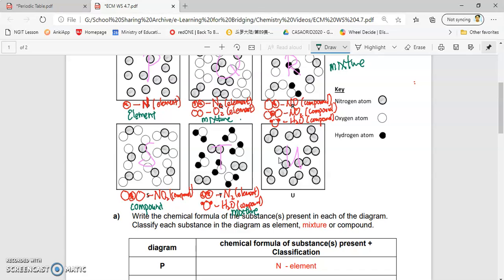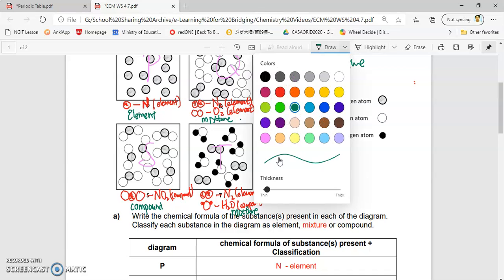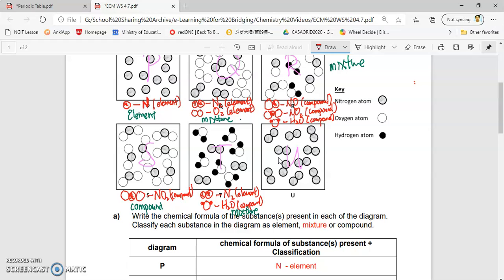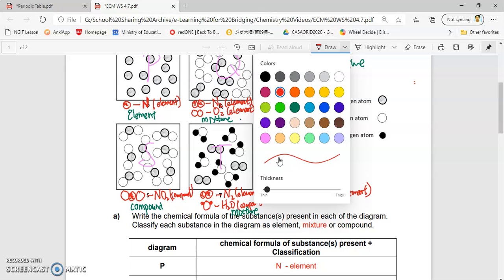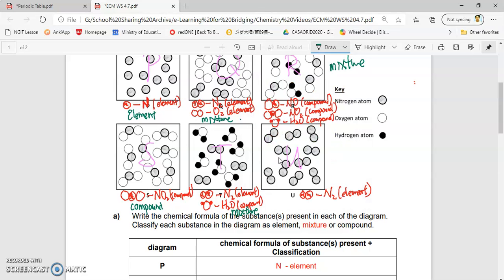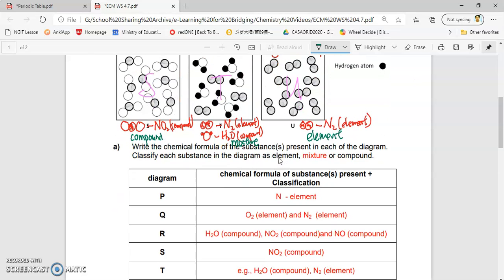Lastly, U. U is made out of only one thing: the two shaded circles together. It's actually N2. This is an element. Since it's only made out of an element, it's a pure element. So this is not a mixture, this is actually an element. Okay, so P, we classified as there's only N present, so it's an element.